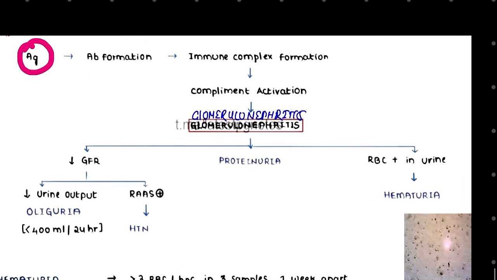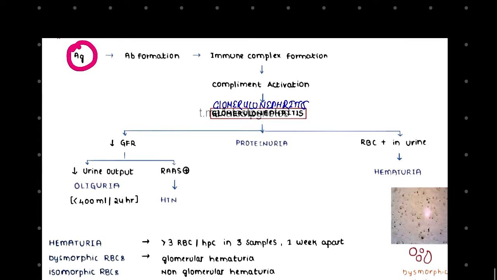Yes, as I have already mentioned, as there will be inflammation in glomeruli, there will be a decrease in what? Glomerular filtration rate. As there will be a decrease in glomerular filtration rate, there will be activation of the RAS system that will cause what? Hypertension. And decrease in glomerular filtration rate will cause decrease in urine output, that will cause what? Oliguria, and that's less than 400 ml per day, right?